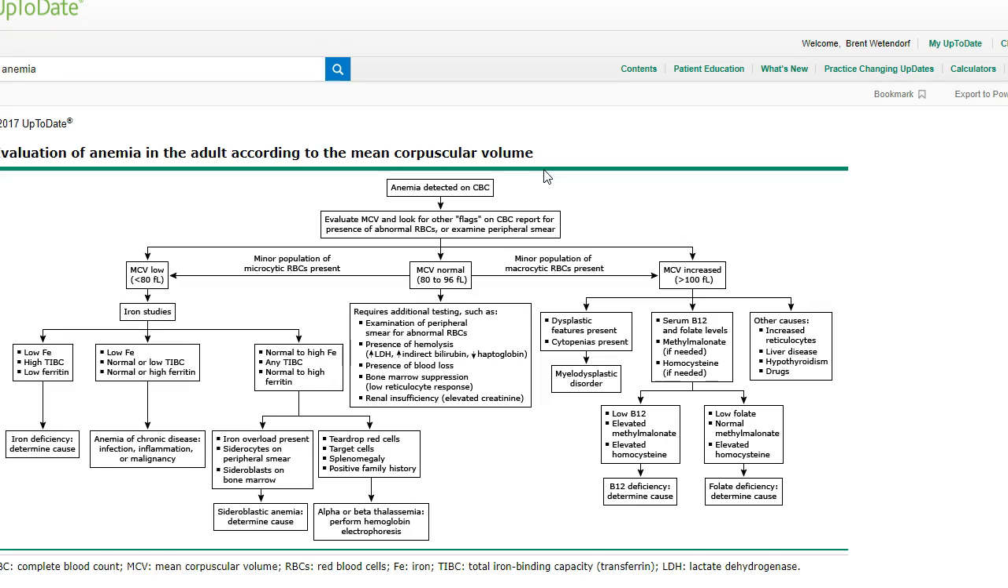You're going to start with just your CBC. And the reason is that in most cases, labs will hang on to blood for typically about 72 hours.